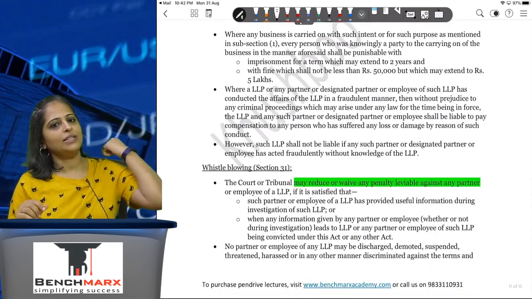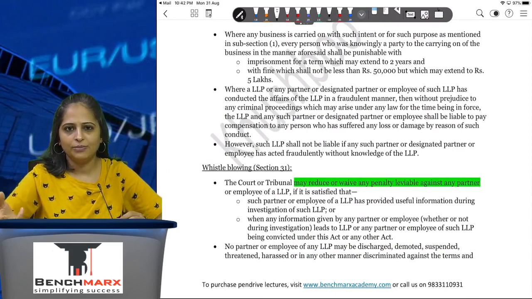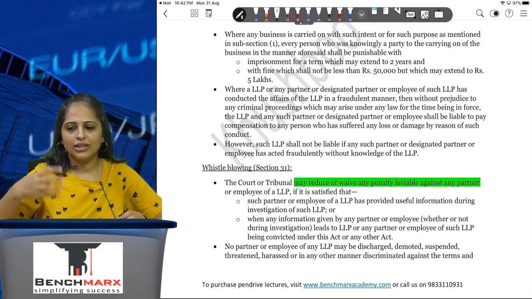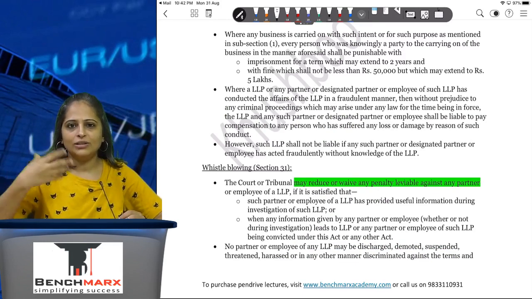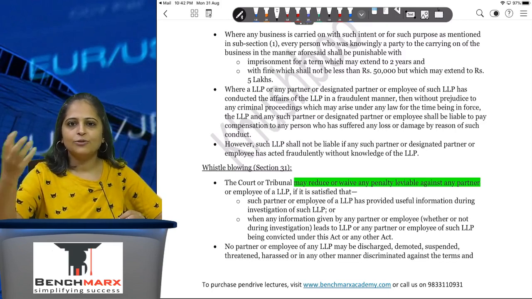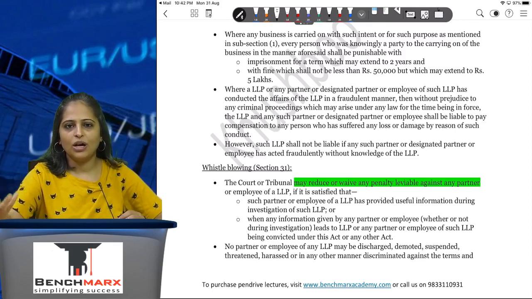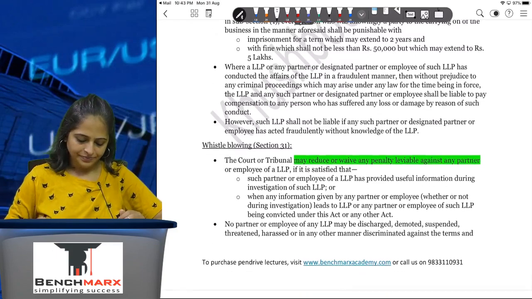I've told you whistleblowing is where I have been held liable for something where the LLP has done something wrong, or I know that the partners have done something fraudulent. Now I go and tell the court that I will help you in giving you details as to what they have done wrong, and I'll come up and I'll honestly answer your questions. So that is whistleblowing. So the court will say, if you assist me in giving me information as to how the fraudulent activity has been carried out, then we'll reduce your liability, or we'll not hold you liable for any act you've done under the act.